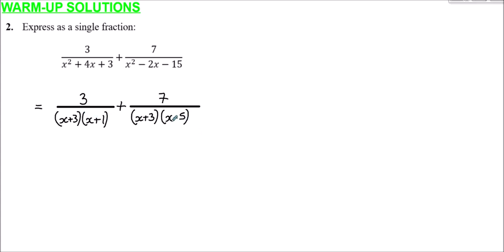So to get the x plus 1 common to each denominator, I can multiply the second fraction, both top and bottom, by x plus 1. In a similar way, over here, this fraction, the denominator is missing x minus 5, which is in this one. So to make it appear in this first fraction, I'm going to multiply both numerator and denominator by x minus 5. So if we do that, I'm just going to write down our next step.